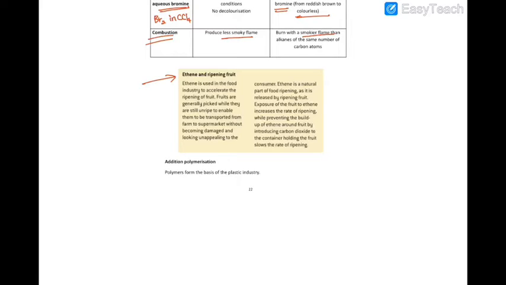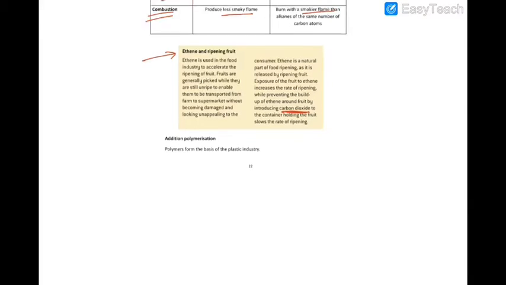So this is why, if you have unripe bananas and you put them with a bunch of other ripe ones, they're going to ripen more easily. And if you want to slow down the ripening process, you have to prevent the buildup of ethene. So that's why they introduce carbon dioxide in the container containing the fruits to slow down the ripening process.